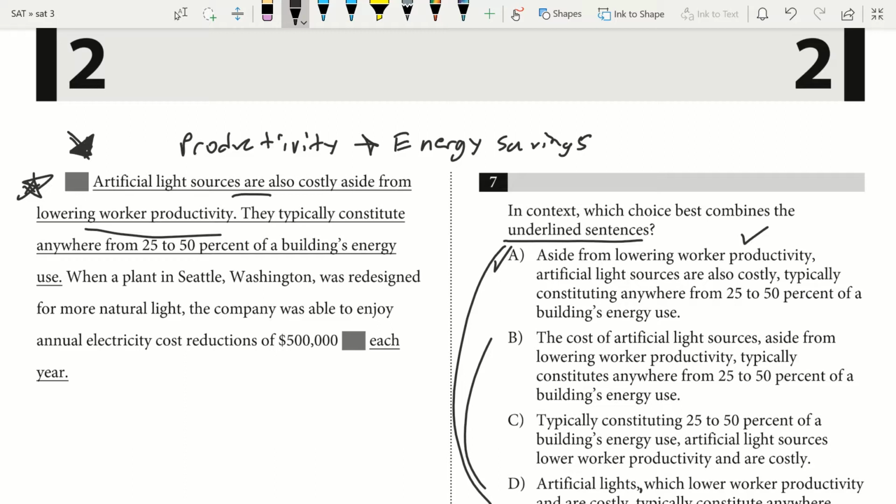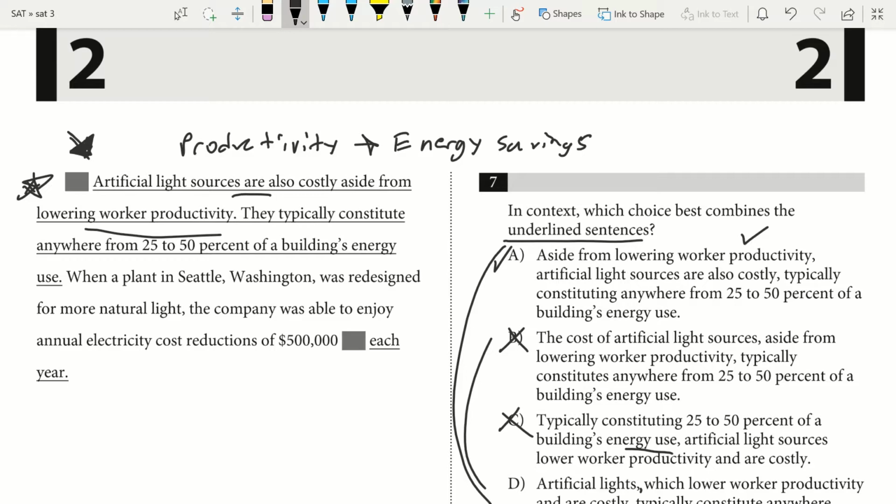So we have B: "The cost of artificial light sources, aside from lowering worker productivity, typically constitute anywhere from 25 to 50% of a building's energy use." Well, what do we see here? We're starting with the cost, right? We want to start with productivity because we're linking our last paragraph to this one. So B is out. And then C, we have "typically constituting 25 to 50% of a building's energy use." Once again, we want to start with productivity and then transition to energy savings.